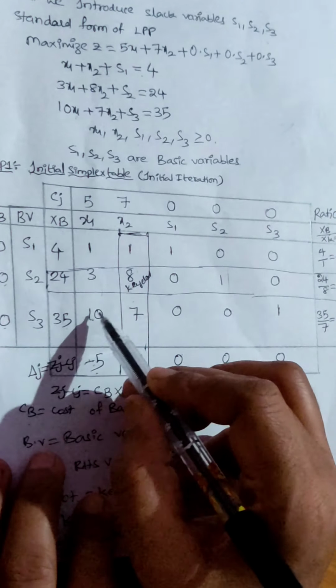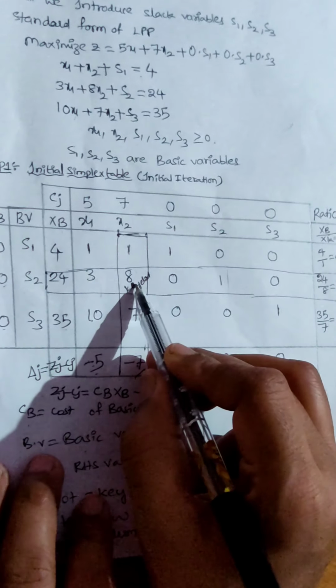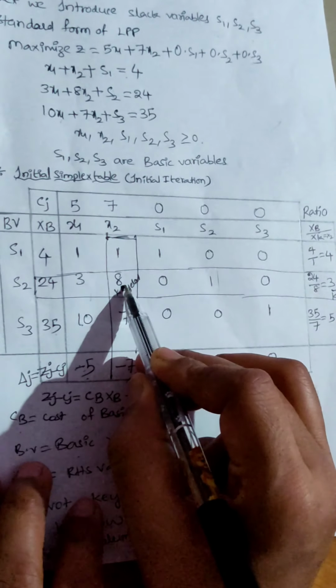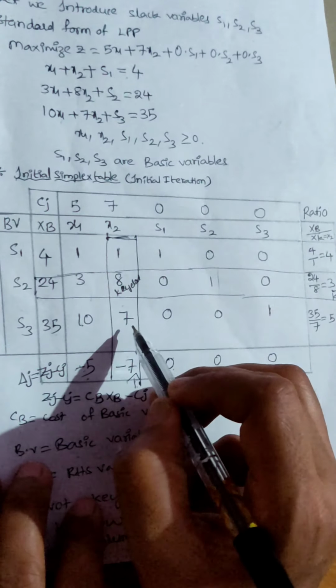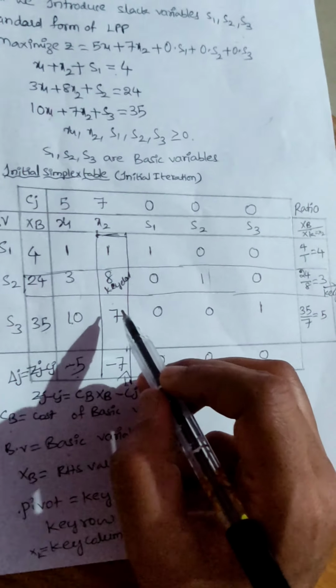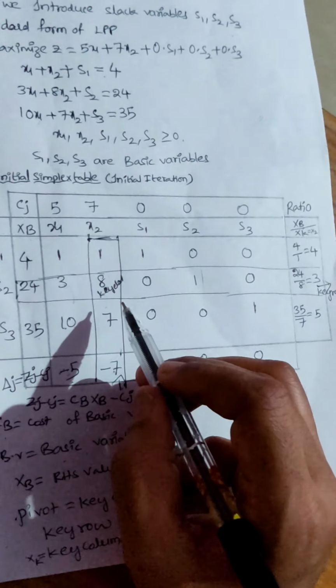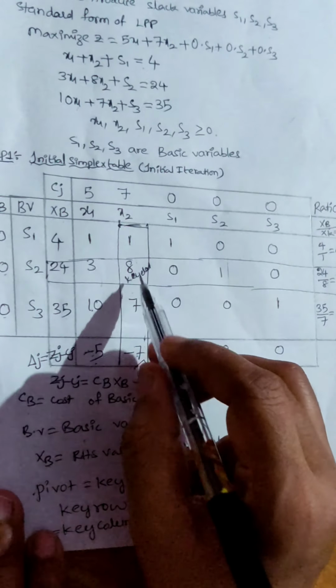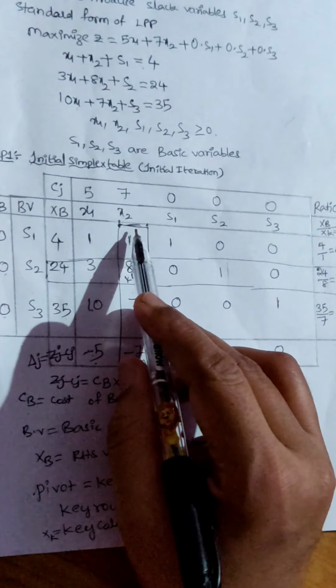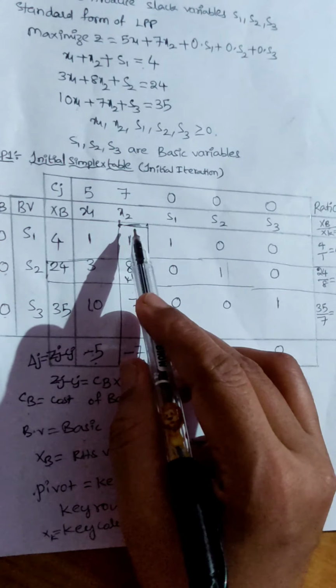x2 is entering and s2 is leaving, and convert this key element equal to 1 by dividing by the same element, and the remaining elements in the key column equal to 0. So that procedure we have to follow in the next table. First, in the next table we have to write the entering variable x2 into the basis in place of s2.